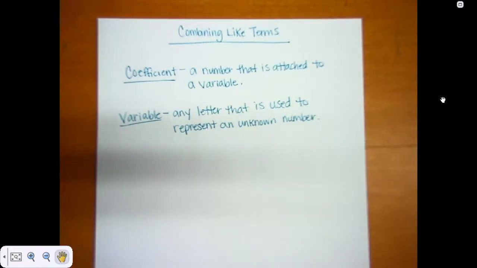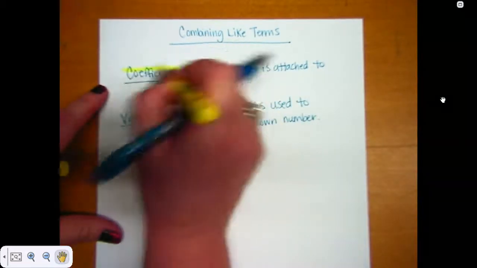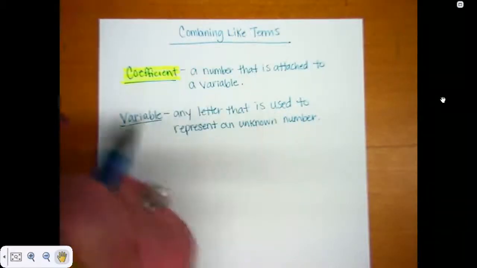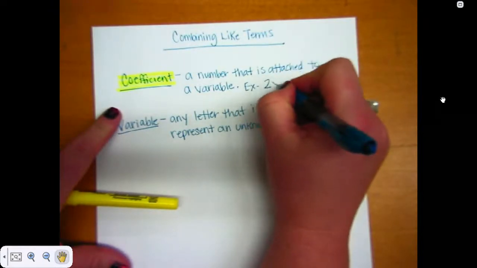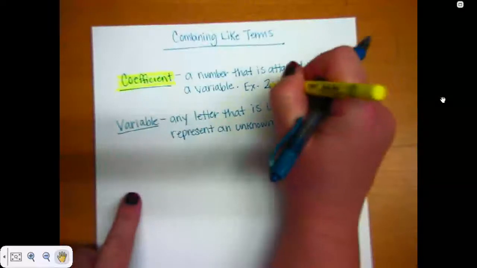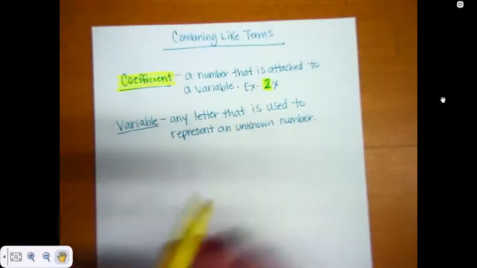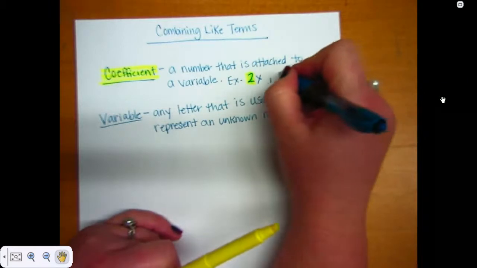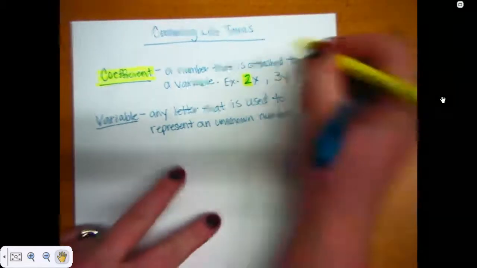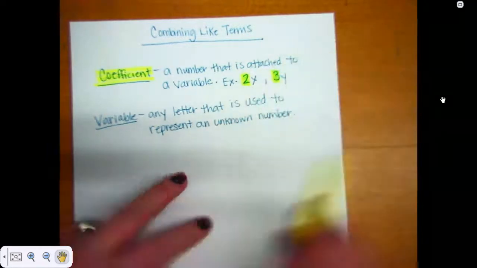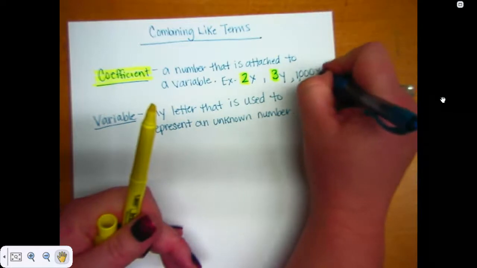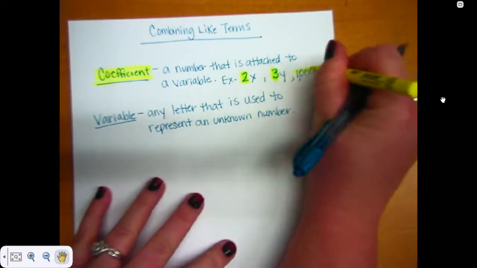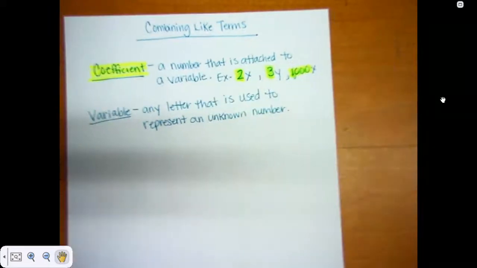So if we have a coefficient, let's say we have an example, 2x. Your coefficient is the number 2. If you had 3y, your coefficient would be 3. If you had 1000x, your coefficient is 1000. Whatever the number is that accompanies the variable.